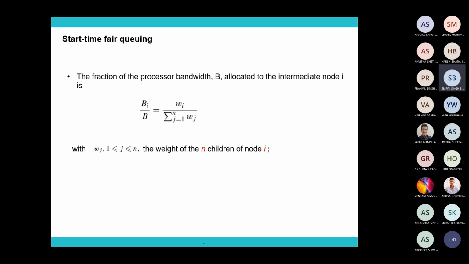Now the fraction of the processor bandwidth B allocated to the intermediate node i is Bi by B equal to Wi divided by the summation of j equals 1 to n of Wj. So how much it is allocated is based on Wi by the total weight, right?